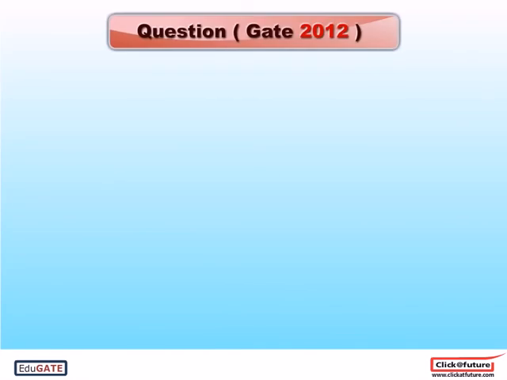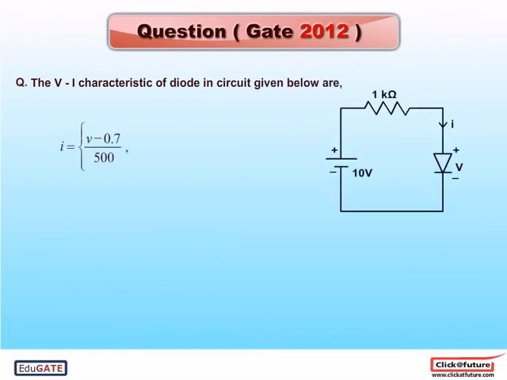Let's take a question asked in the GATE 2012 examination. The question is, the VI characteristic of the diode in the circuit given below is I is equal to V minus 0.7 upon 500 when V is greater than or equal to 0.7 volt, and 0 ampere when V is less than 0.7. Find the current in the circuit.